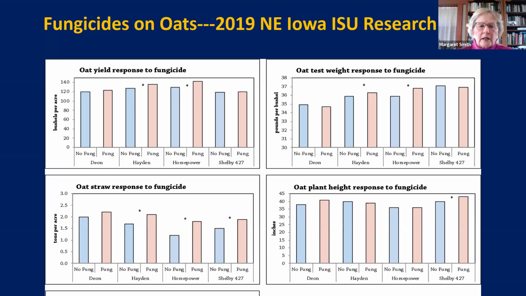So there's not a consistent response to fungicide for crown rust, but there tends to be. And of course, the heavier the infestation is, the better the response tends to be. Now, Horsepower, if you go back to these varieties, is a variety with very little resistance to crown rust, whereas Dion at this period had much better resistance. So that's part of the story as well.